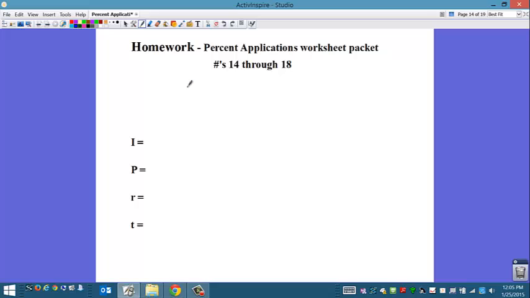Okay, homework tonight. Your percent applications worksheet packet, you're going to work problems 14 through 18. These are the simple interest problems. For each problem, it's already labeled for you, the IPRT, so you just need to fill in what you know. Show your work on the right-hand side. Show plugging these values into the formula and solving. And then make sure you answer or fill in the answer statements. Then turn the page. The video check is next.